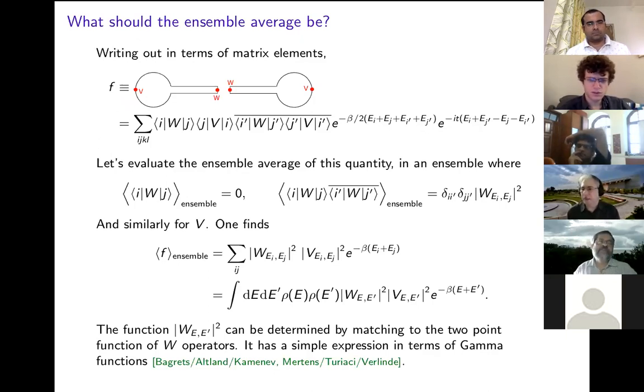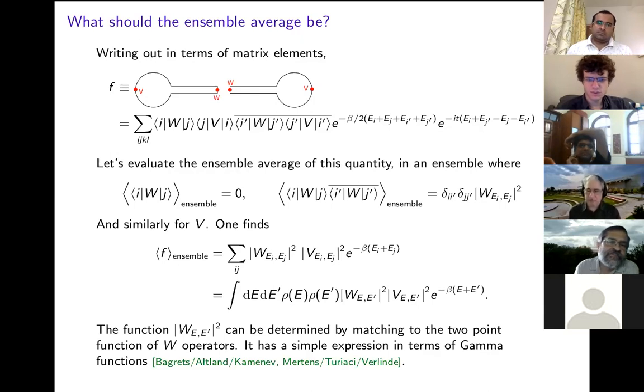Oh, I see. So this is where you must introduce an ensemble. So that's why the answer that gravity gives for this quantity is only an answer that makes sense with an ensemble. It can't be explained just by ETH formulas.